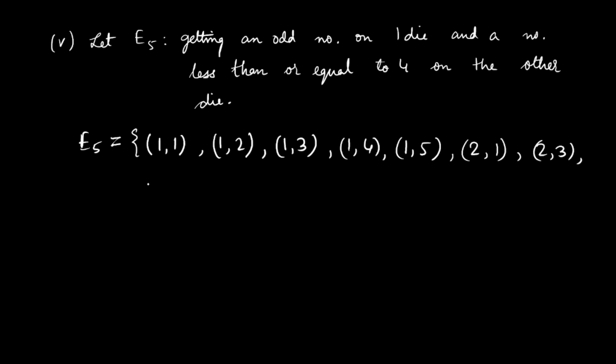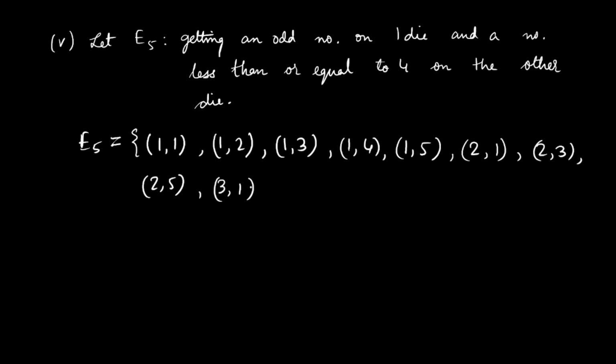For 2, 5 it is possible because 5 is an odd number and 2 is a number less than or equal to 4. 2, 6 it is not possible because 2 is a number less than or equal to 4 but 6 is neither an odd number nor a number less than or equal to 4. So it is not satisfying both the criteria. So that combination is not possible. Now let's see for 3.